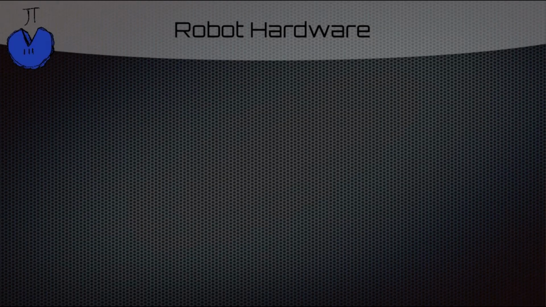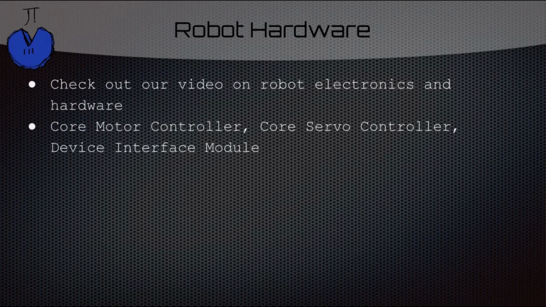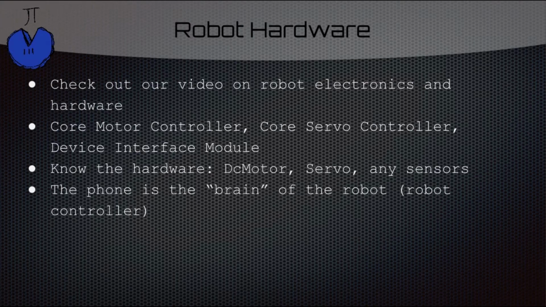Throughout the video, we will be referencing robot hardware. So if any of the following words don't make sense to you, then check out our video on robot electronics and hardware. If you don't know what a core motor controller, a core servo controller, a device interface module, any of those are, then you should check it out. Also, if you don't know what a DC motor, a servo, or any of the sensors are, and make sure you know that the phone is the brain of the robot. So the robot controller is the central intelligence of the robot.